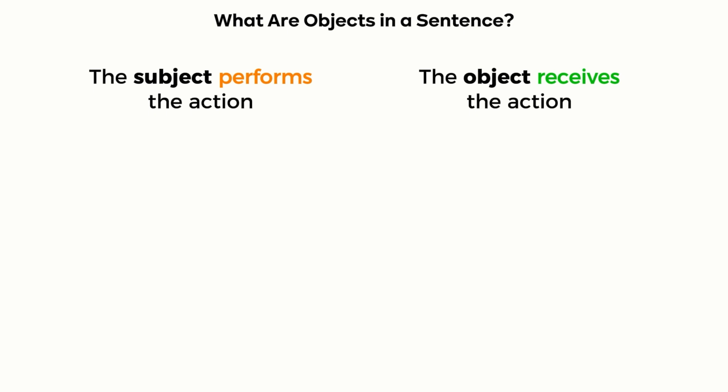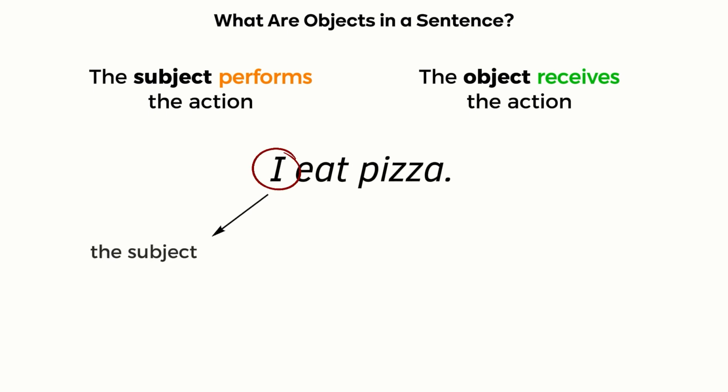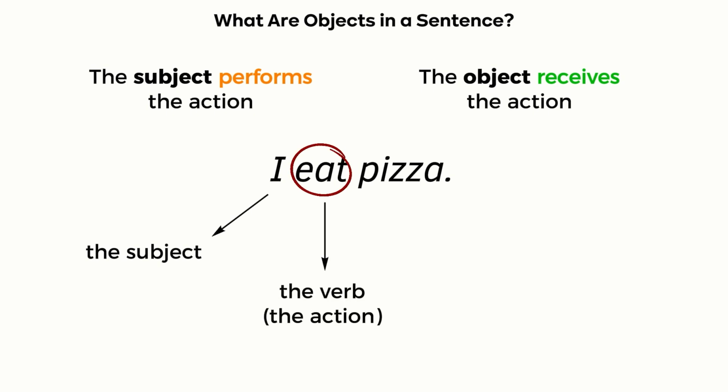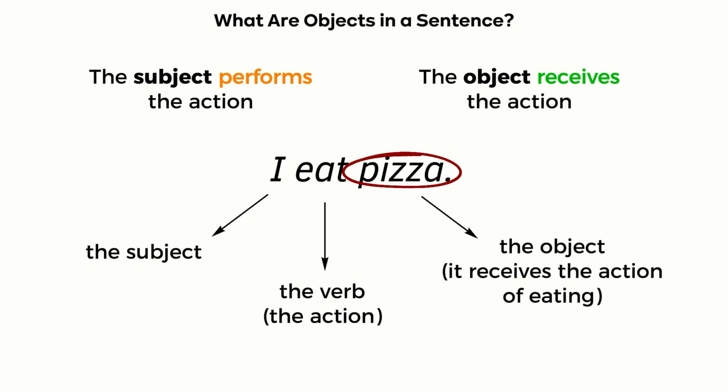For example, I eat pizza. I is the subject. Eat is the verb, the action. Pizza is the object because it receives the action of eating. Simple, right? Now, let's go a little deeper.